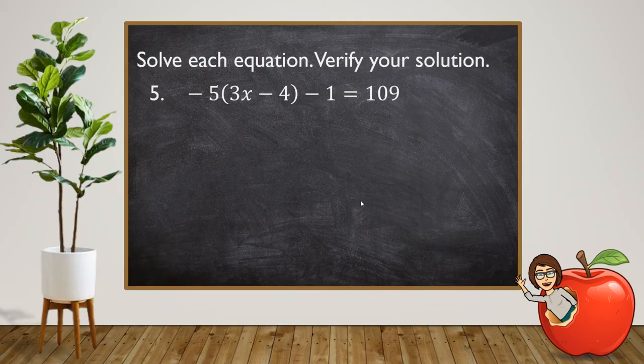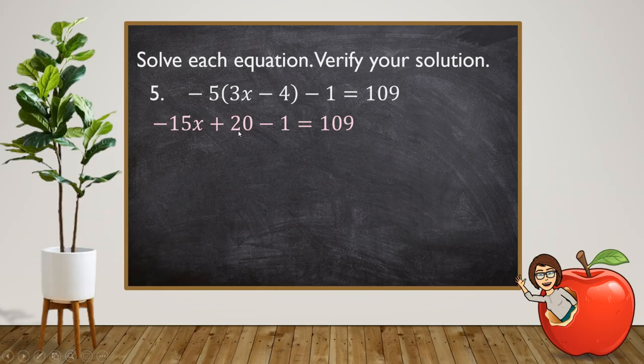In number 5, we'll distribute negative 5. So negative 5 times 3x will give us negative 15x. And then negative 5 times negative 4 gives us plus 20. So remember to distribute that negative along with it. We stop distributing when we see this end parenthesis. So I'm just going to bring down that minus 1.